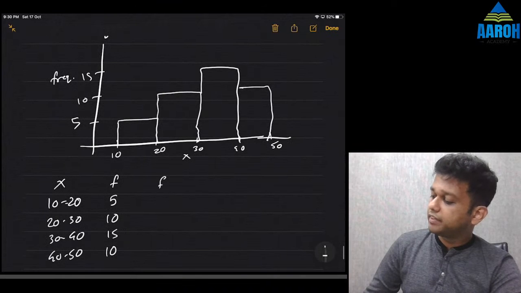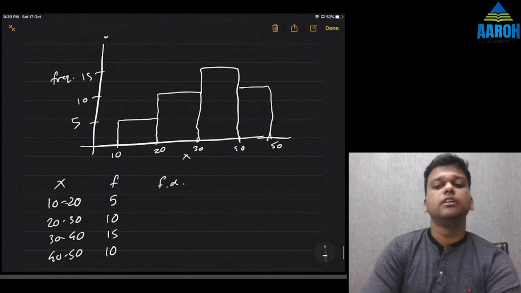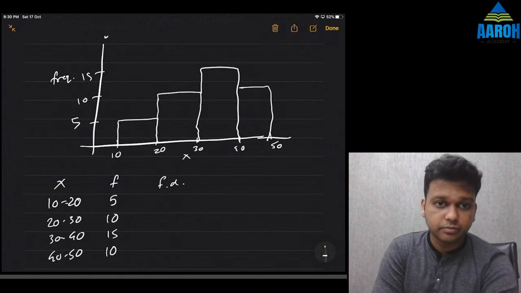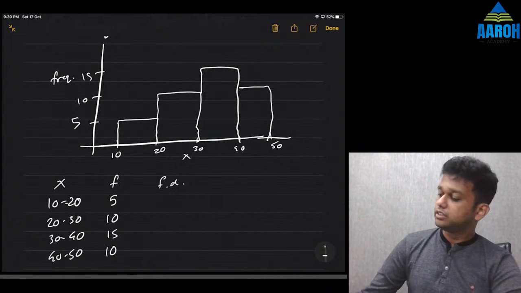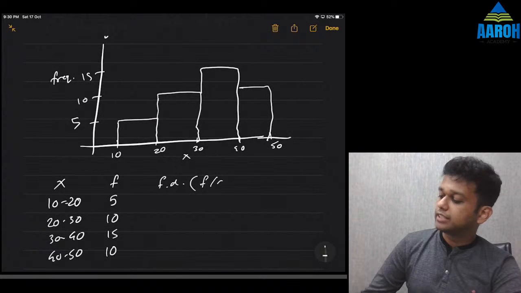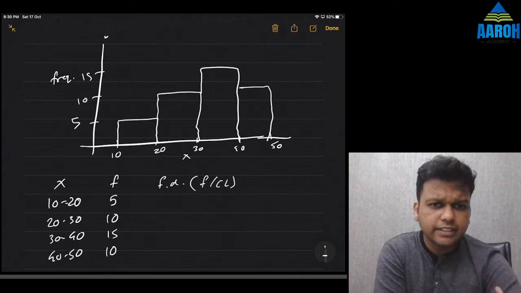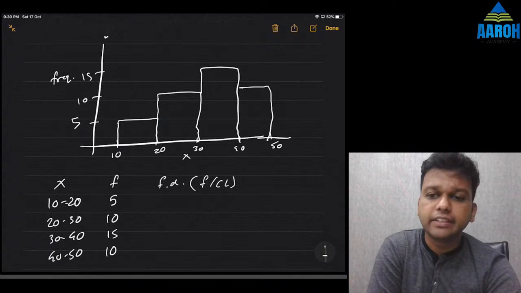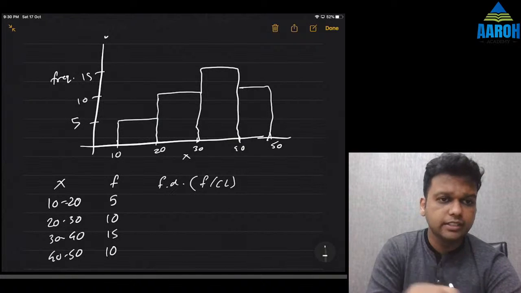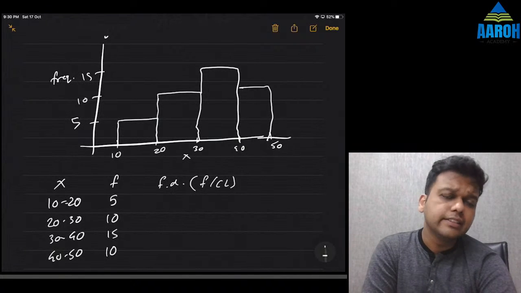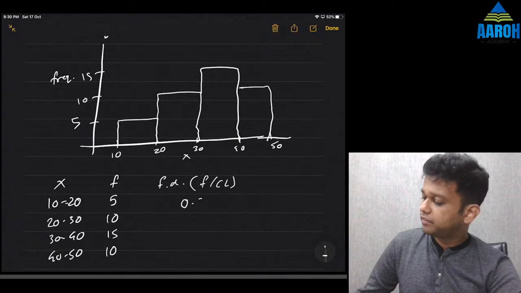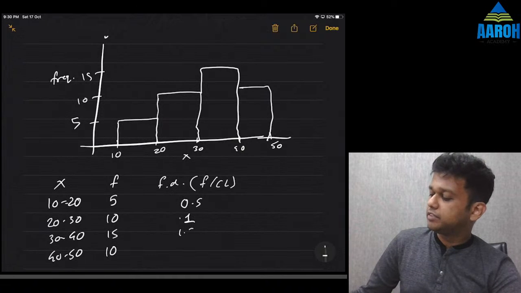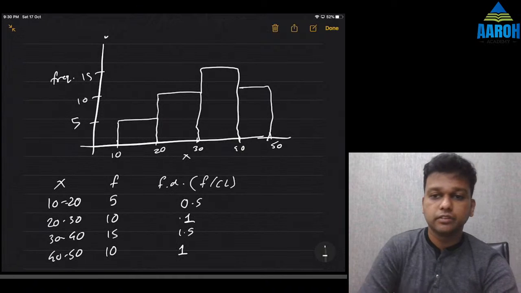Ideally, we should plot frequency density on this. Okay, Rishuraj, I'll tell you an example, no issues. Till then, can someone tell me what is frequency density in this case? Frequency density is frequency upon class length. Class length is 10. So frequency density will be 5 by 10, which is 0.5; 10 by 10, which is 1; 15 by 10, which is 1.5; and 10 by 10, which is 1.